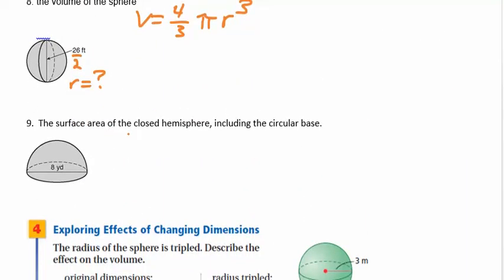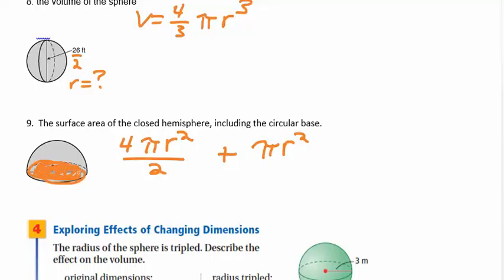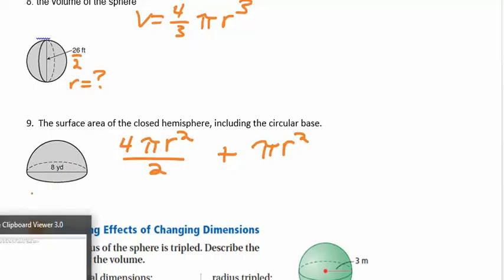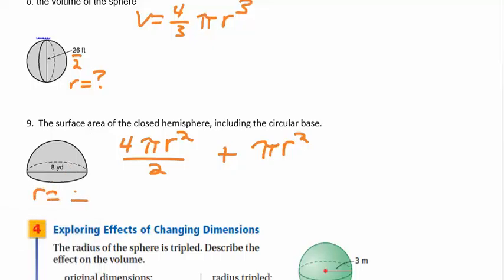Now, number 9 is one that caused a little bit of trouble. It says the surface area of the closed hemisphere, which is half of a sphere, including the circular base. So we need to take the surface area, but we only need half of it. And then we have to add to that the area of the circle that would be this circular base because they filled that in. So we need that circle as well, which is of course just pi r squared. R here is not given to us. We have to find r because this is the diameter. So you need to find r before you finish this up.